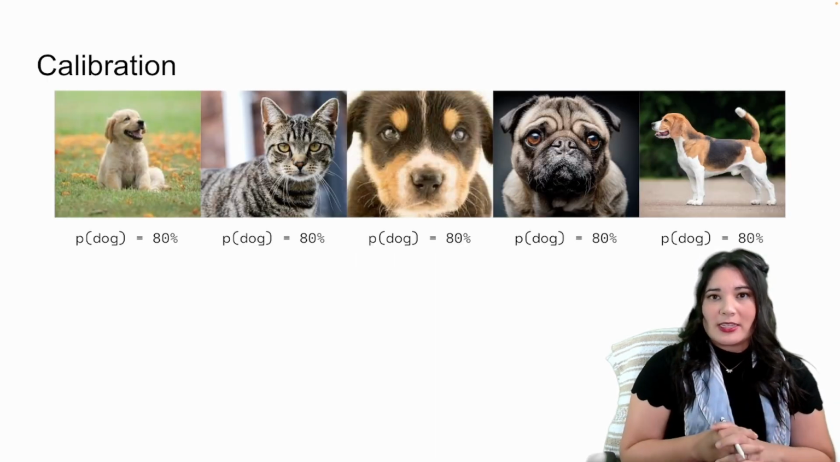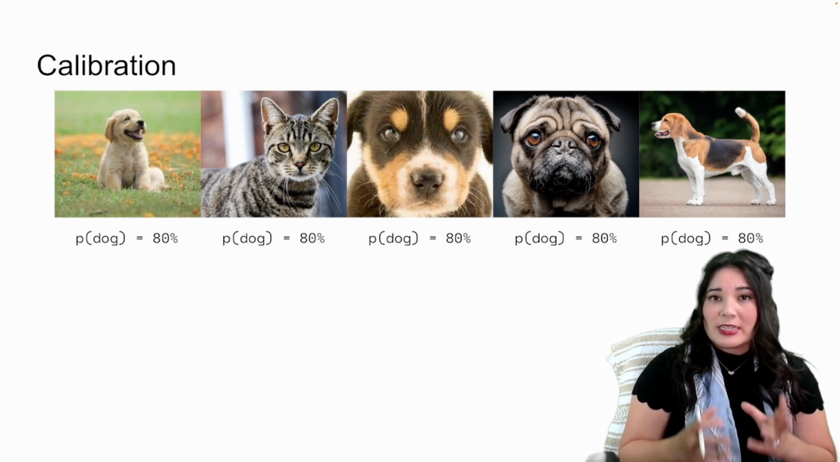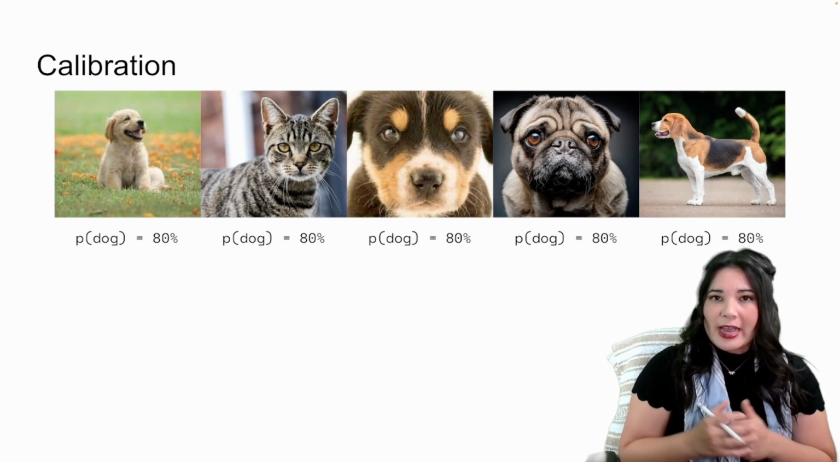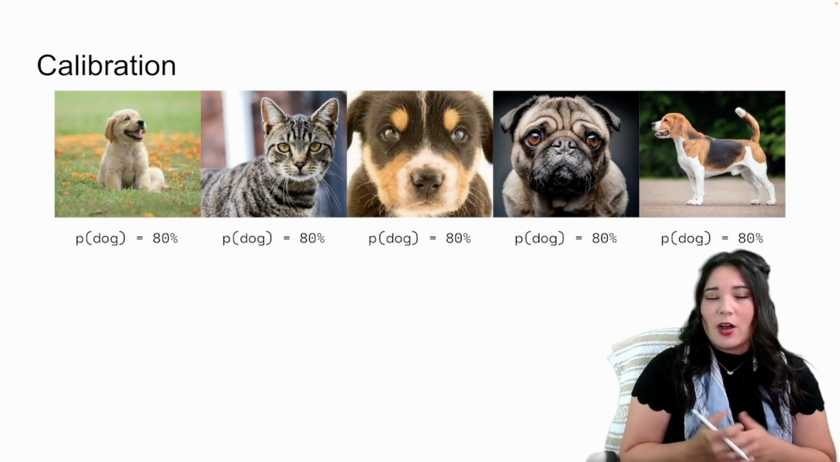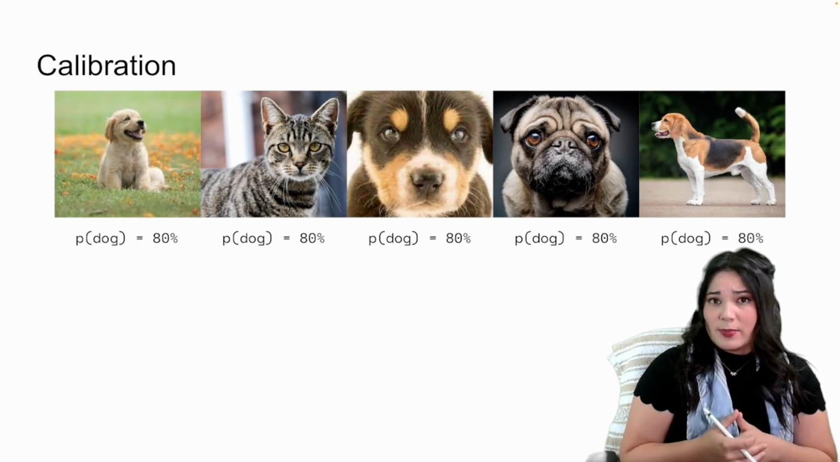So let's look at this example. Here we have a model that is trying to predict whether or not a picture is of a dog. All 5 of these images here have a predicted probability of 80% of being a dog. Good calibration would mean that of these images, 80% of them actually are dogs, because on average, we predicted that they have an 80% chance of being a dog.